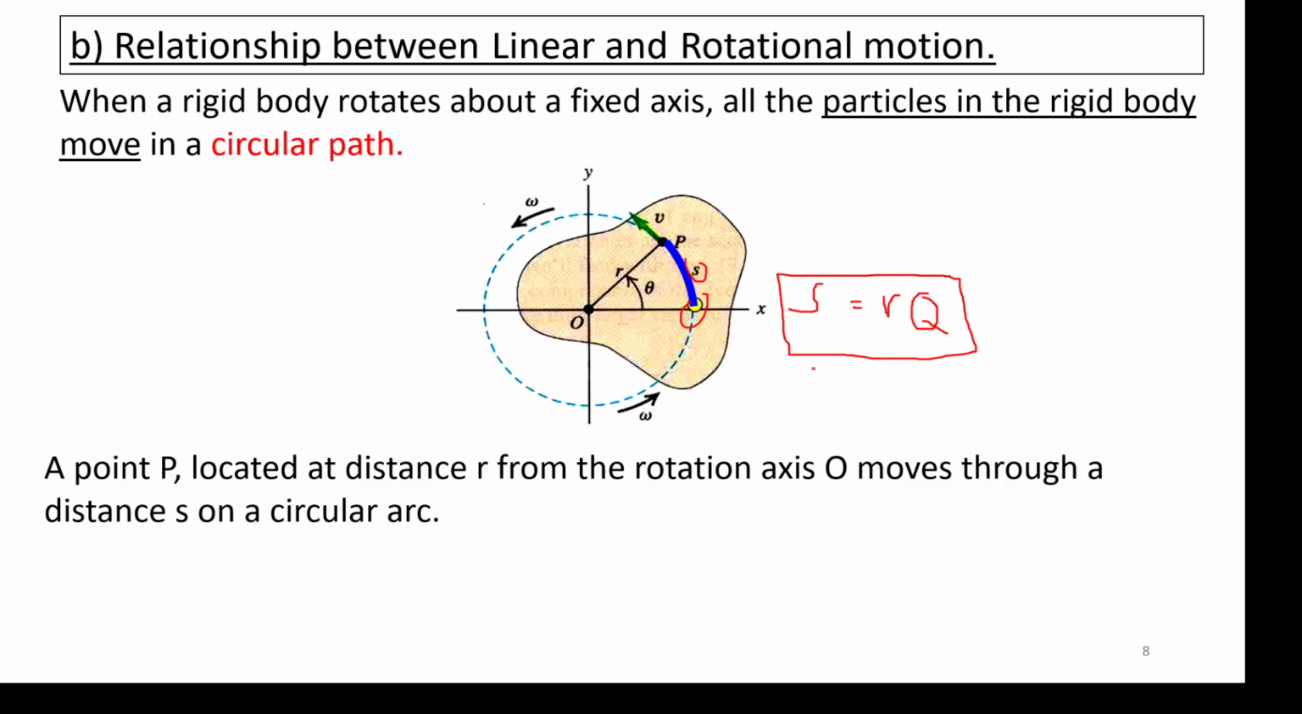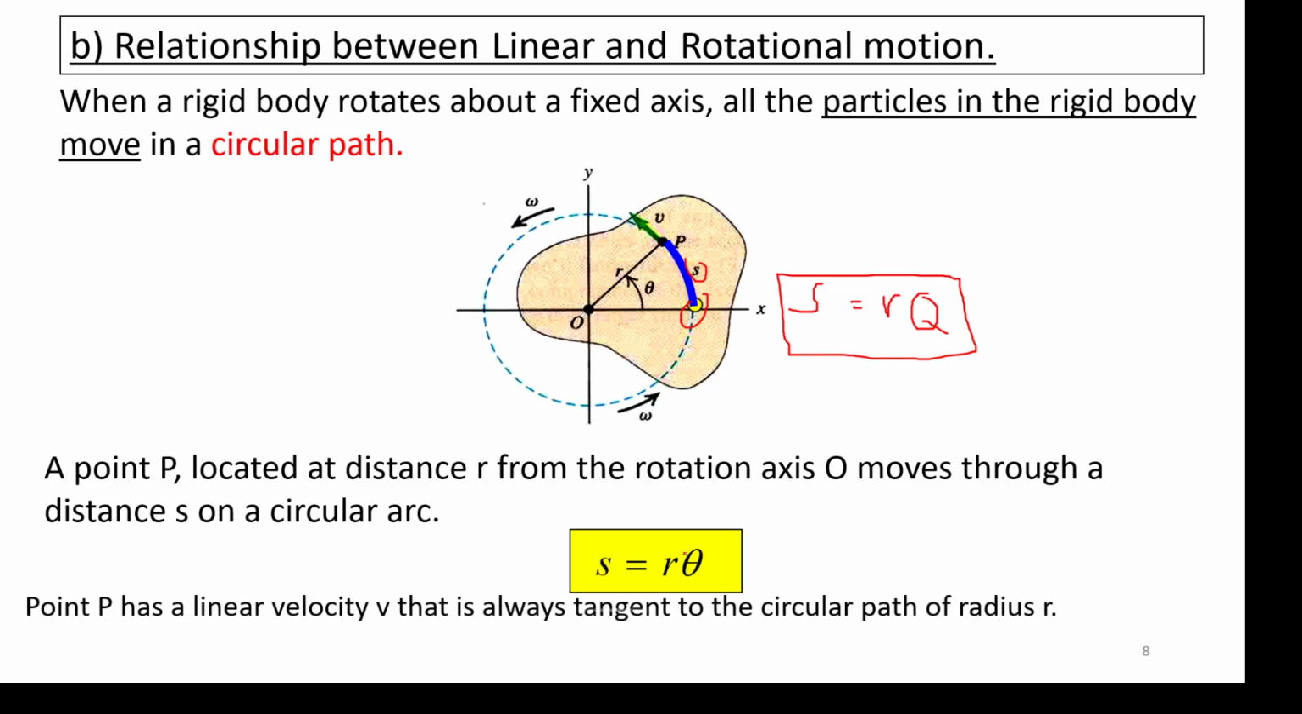That is, if you remember. So you have S equals R theta, where S is the arc length, R is the distance from point P to the axis O, and theta is the angular displacement. So there's a relationship between linear motion and angular, rotational motion. Another thing you need to know is that since the particle is moving in a circular motion, there must be a linear velocity v, or the tangential velocity.